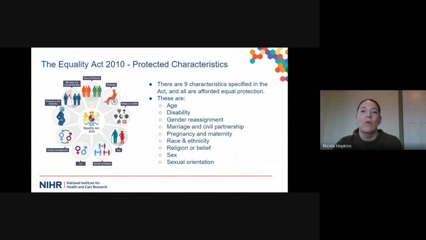Okay, so who does our work focus on then? This next part of the session is going to cover legislation. And it's really important to go over this, even if it's information that you've heard lots of times before.